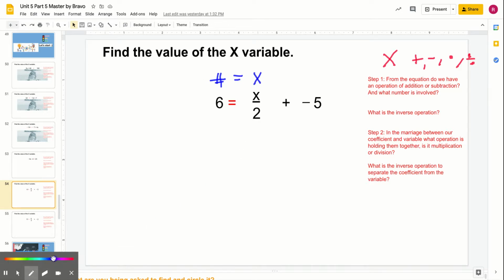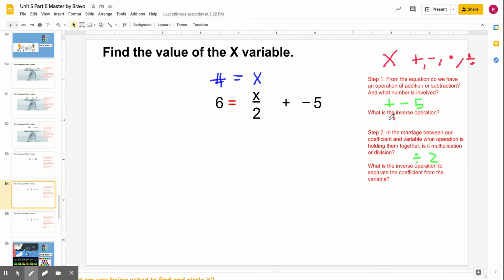Now I need to study what's going on with x, and I am noticing that it's involved with the following numbers. It's involved with -5 and a 2. I'm noticing that it's adding the -5, and I'm noticing that x is being divided by a 2. So those are the operations and relationships happening with x. Now I have to kind of target the weakest relationship, which is typically addition and subtraction. So I'm targeting that -5 to get it to move over to 6.